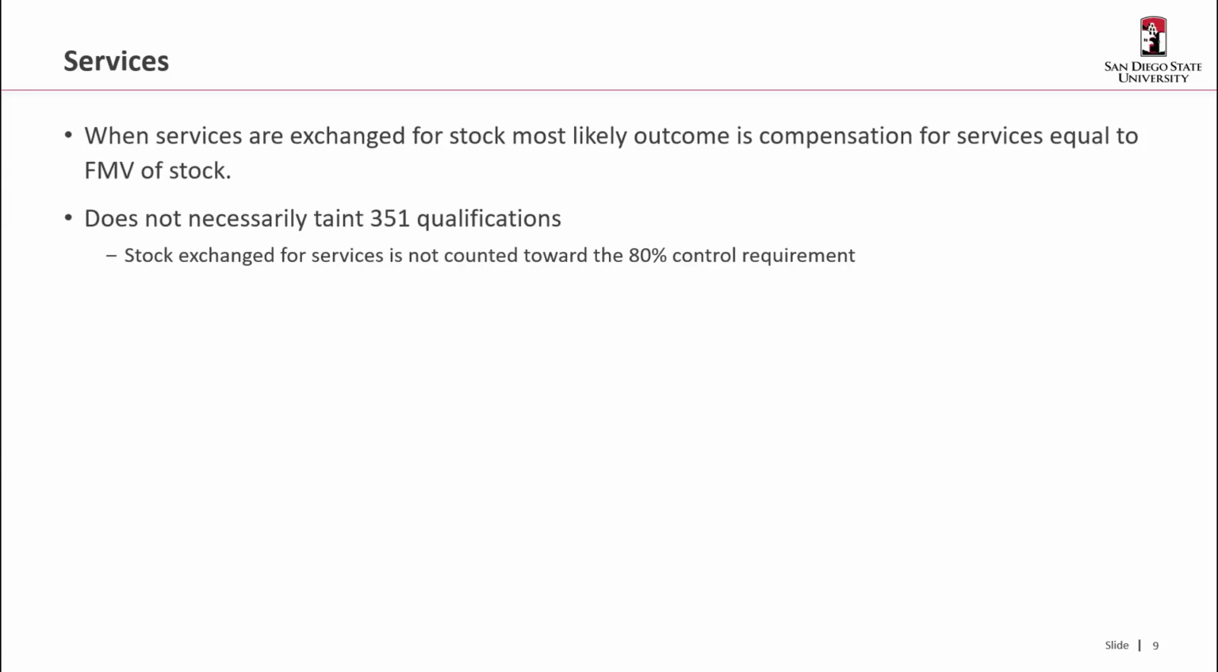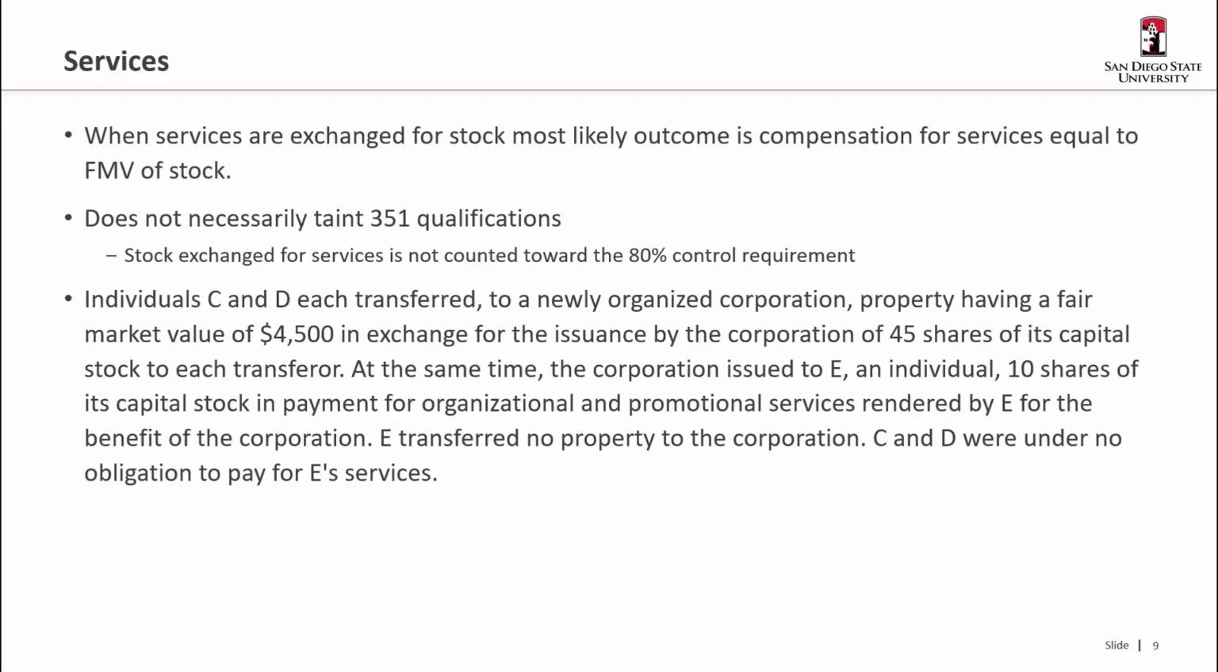So when services are exchanged for stock, the most likely outcome is going to be compensation for those services equal to the market value of the stock. But when services are exchanged, it doesn't necessarily taint the 351 transaction, right? Which is this idea of I'm avoiding sale treatment and I just carry over the basis. So think of it like a reorganization. So stock exchanged for services is not counted towards the 80% control requirement.